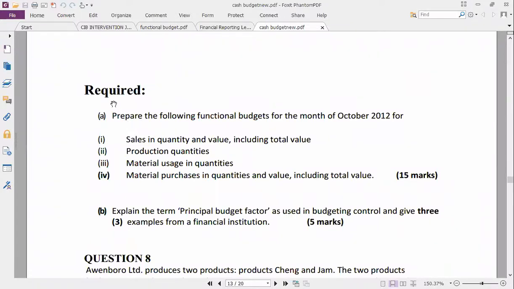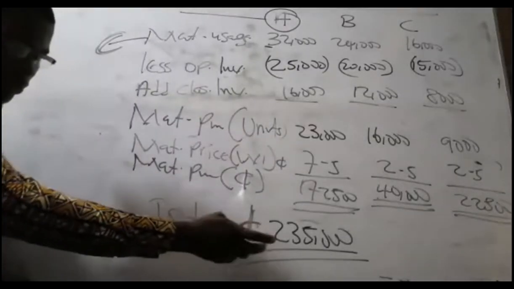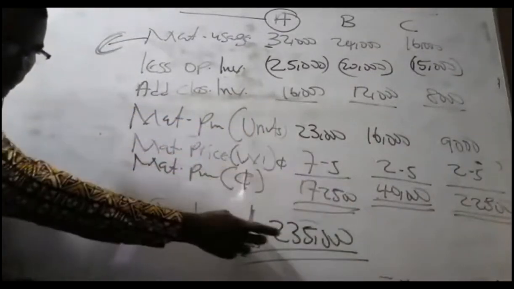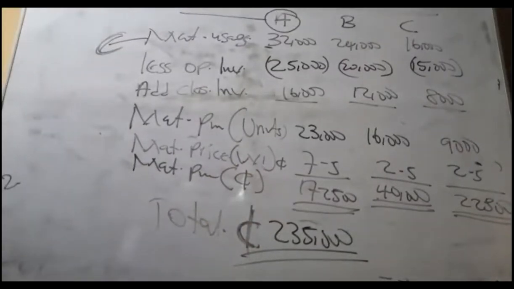And then it's required: prepare the following functional budgets for the month of October. Sales, quantity and then value, including total value. Production quantities, material usage in quantities, then material purchases in quantities and value, including total value. So the total value is what we need here. This is the quantity, this is the value, and this is the total value. So that's how the solution or the answer is required overall.